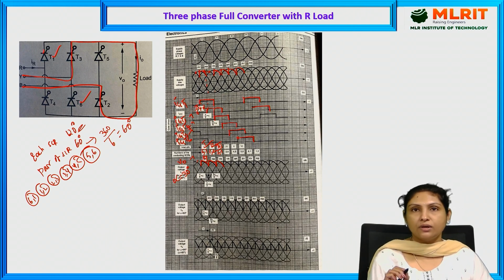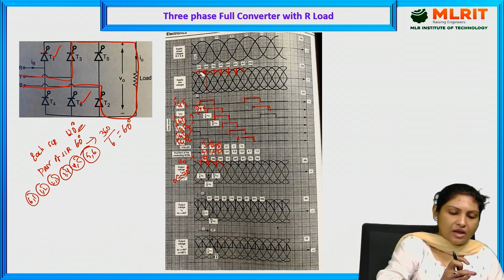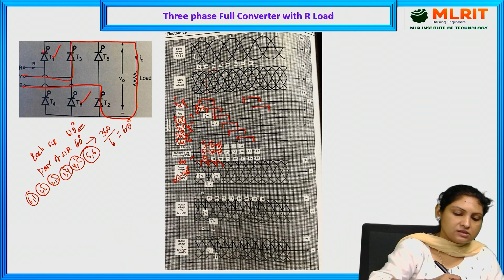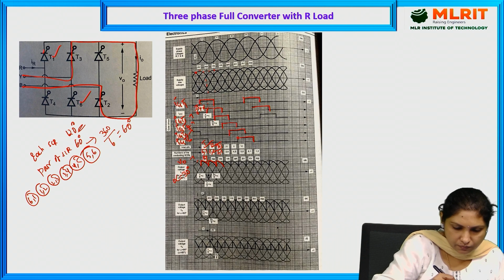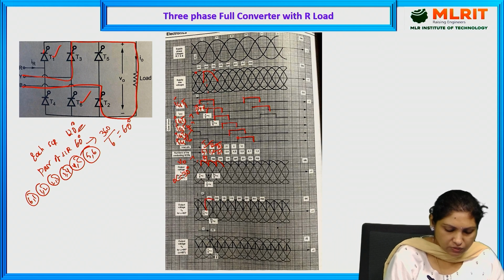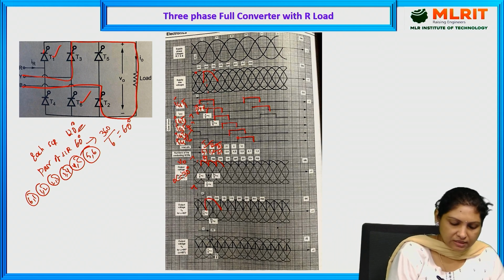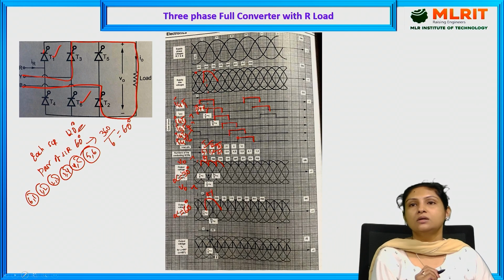And if you take alpha equal to 60 degrees, this is a zero crossing, alpha equal to 30, alpha equal to 60. So it should conduct right from here, and how long does it need to conduct? Till here. So this is your output voltage waveform for alpha equal to 60 degrees, and this is due to RY appearing across the load terminals.